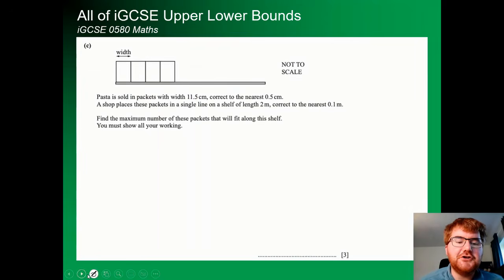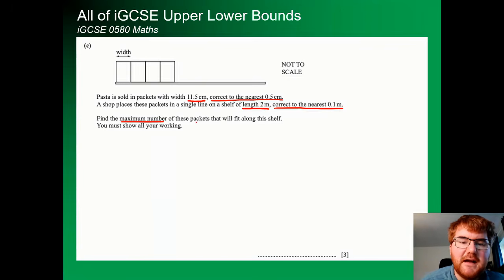Right, on to our next question, which is a little bit different than the questions you're going to see in this particular video. So pasta is sold in packets with width 11.5 centimeters, correct to the nearest 0.5 centimeters. Again, underlining that key knowledge is going to help us a bit later on. A shop places these packets in a single line on a shelf of length 2 meters, correct to the nearest 0.1 meter. And we want to find the maximum number of these packets that can fit on the shelf.